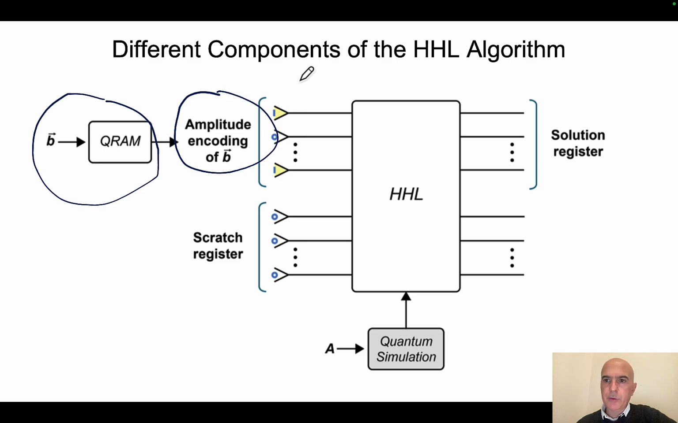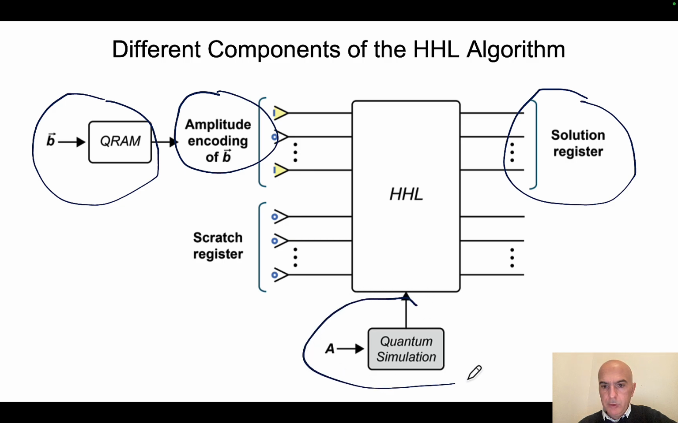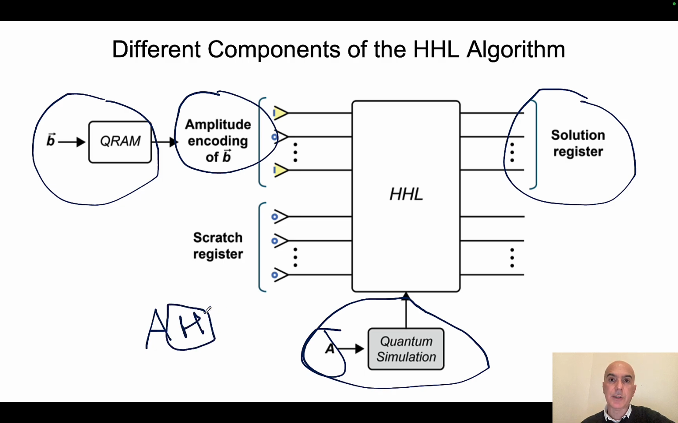We also are using a solution register where the solution of X will also be amplitude encoded. We also need a quantum simulation approach in order to encode the matrix A. So if we have a matrix A, which is Hermitian, right? This will allow us a process of exponentiation to express it in terms of unitary matrices and therefore gates.